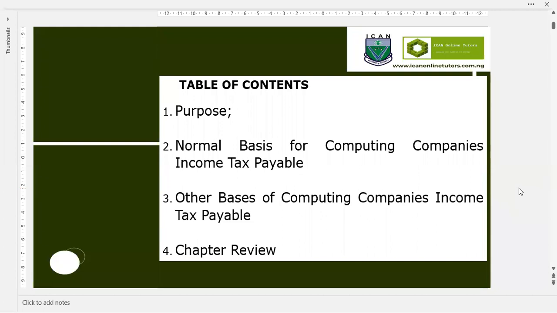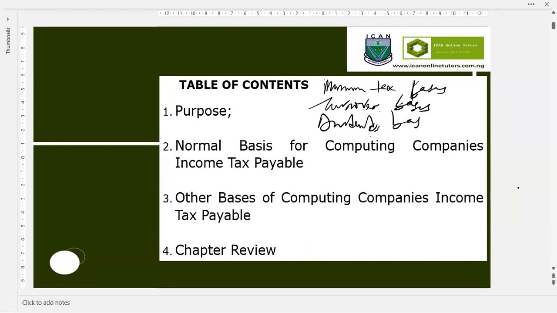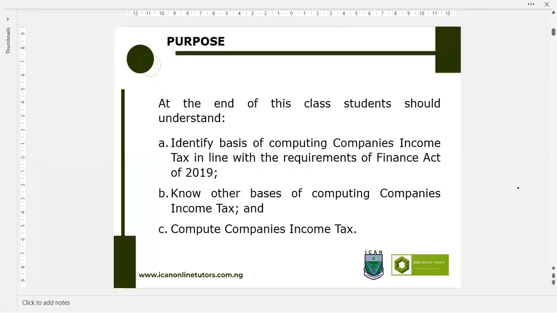So we are looking at the normal basis for computing companies' income tax payable, which is what we discussed briefly in the last class, towards the end of the class. And then also we'll be looking at other bases. What are the other bases? We have the minimum tax basis, we have the turnover basis, and also we have the dividend basis. So these are the other bases of computing companies' income tax payable.